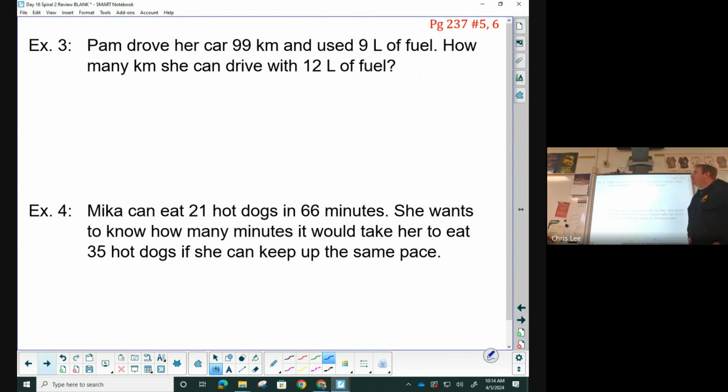That's right. So this question says, Pam drove her car 99 kilometers and used 9 liters of fuel. What ratio does it look like I'm talking about? Kilometers to liters? That was one way. Someone might have said drive to fuel, right? Doesn't matter, whichever you're comfortable with. And the ratio that Pam gives me is 99 and 9. Where does the 99 go? The top?